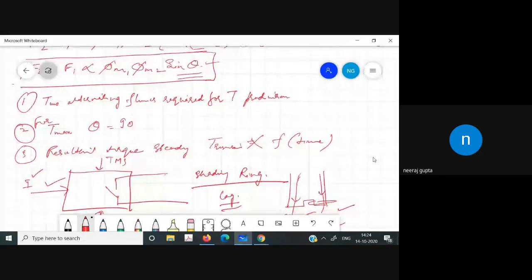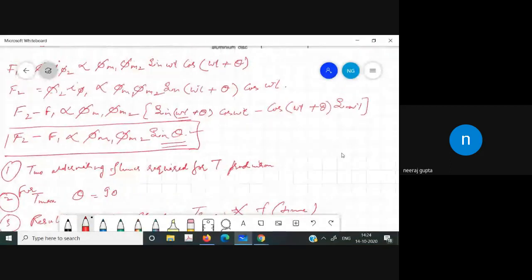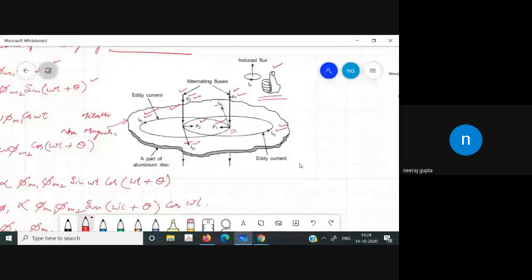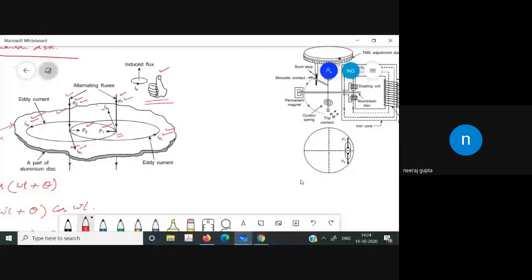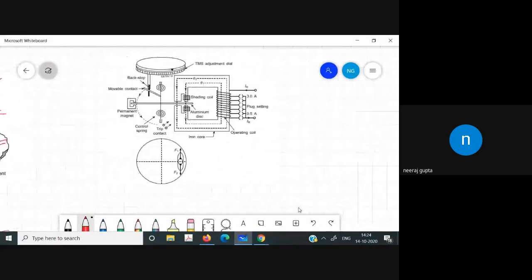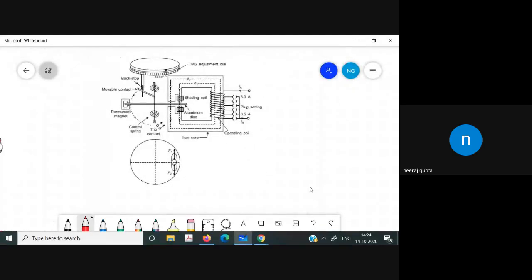Now, the construction, let us discuss here. Let us have a diagram and then we can discuss the different things that are involved in this type of structure. Now, this is a diagram of the induction disk type relay. In this case, as we have discussed the plug setting in the last lecture, we inserted the plug for getting a different number of turns and a different value of the current.